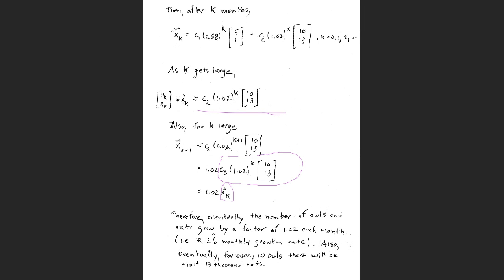So this means that x sub k plus 1, the number of owls and rats present in the k plus first month, will eventually be approximately equal to 1.02 times the number of owls and rats in the kth month. So eventually the number of owls and rats grow by a factor of 1.02 each month, or a 2% monthly growth rate. Additionally, for every 10 owls, there will be about 13,000 rats. That's where the eigenvector comes in.